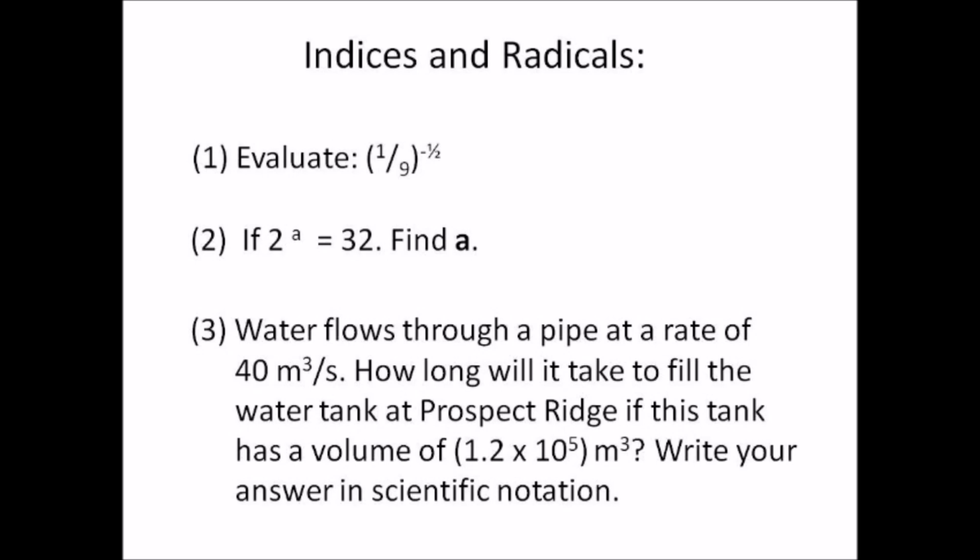And 3, water flows through a pipe at a rate of 40 cubic meters per second. How long will it take to fill the water tank at Prospect Ridge if this tank has a volume of 1.2 times 10 to the 5 cubic meters? Write your answer in scientific notation. Go ahead and work number 3.